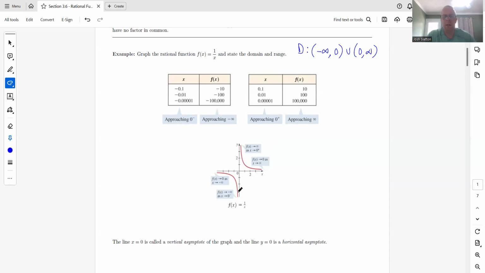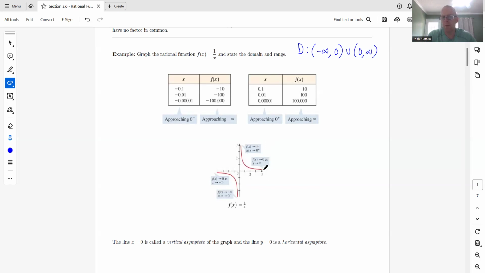And so what's going on here, you've probably seen this term before. This is called a vertical asymptote. This is the line x equals 0. So x equals a number is always a vertical line. Y equals 0 is always a horizontal line. So in this case, we have a vertical asymptote at x equals 0. And we also have a horizontal asymptote at y equals 0.